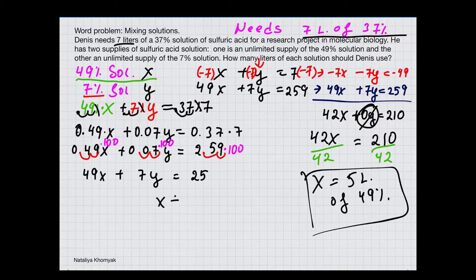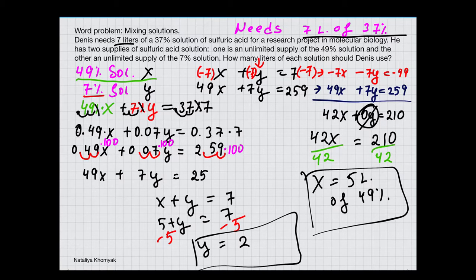And we know that x plus y, the sum of the solutions, has to be equal to 7. So 5 plus y equals 7. Minus 5, we get y equals 2. So we need 2 liters of 7% solution. That's all.